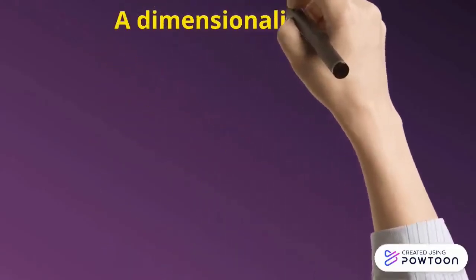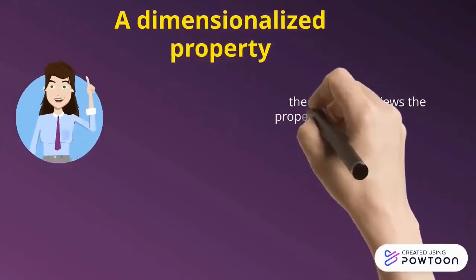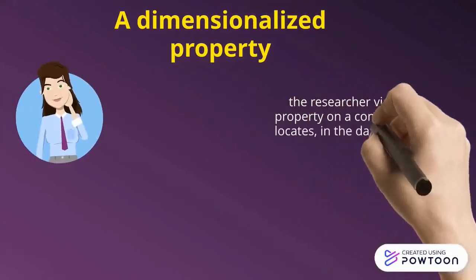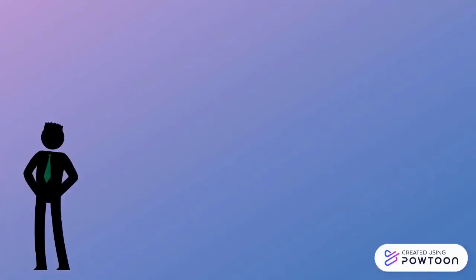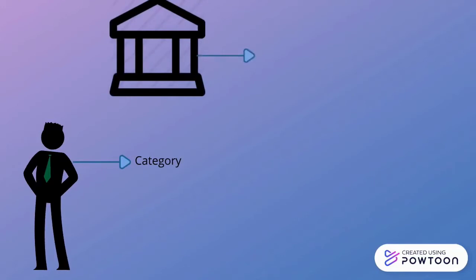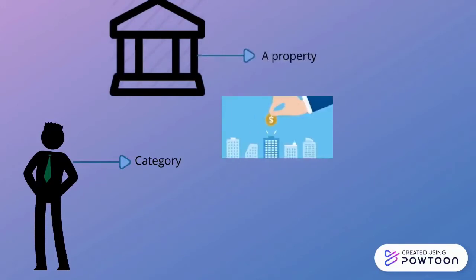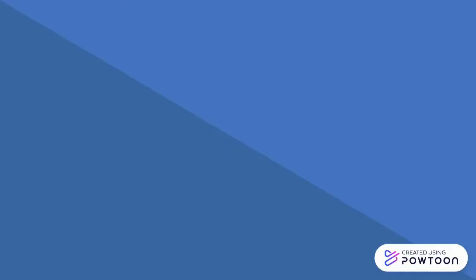However, the author introduced new ideas into our understanding using open coding. A dimensionalized property means that the researcher views the property on a continuum and locates in the data samples representing extremes of this continuum. For example, the role of provider is a category engaged in funding faculty, a property which consists of possibilities on a continuum. The source of funds ranges from long-term startup seed money to short-term travel money. This is a dimensionalized property.